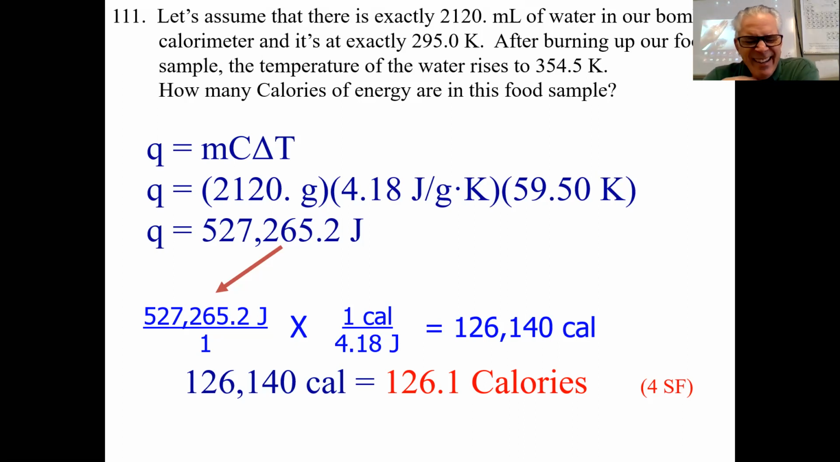And then you can print your label so you can tell people who are buying it how many food calories they're eating. But to do that, you use a calorimeter. You measure how many joules of energy the water gained from the burning of the food. Then you have to convert your joules into cals and your cals into food Calories.